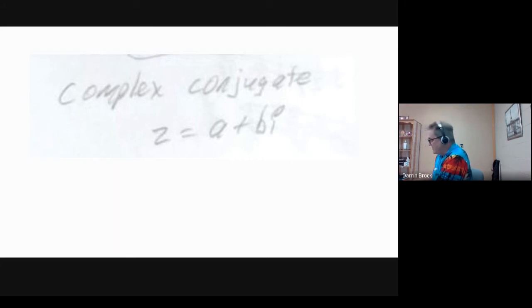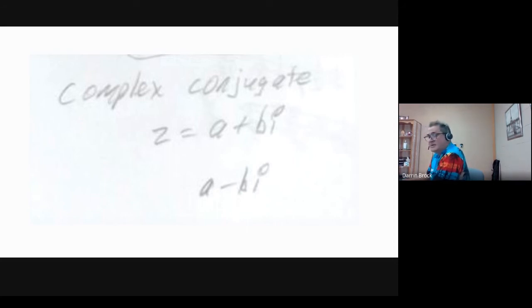They'll cover this in the lesson. All this is in the lesson in more detail. I'm just giving you a taste of it. So if you have z equals a plus bi as an imaginary number, then the conjugate of that would be a minus bi. And here's how we use that.